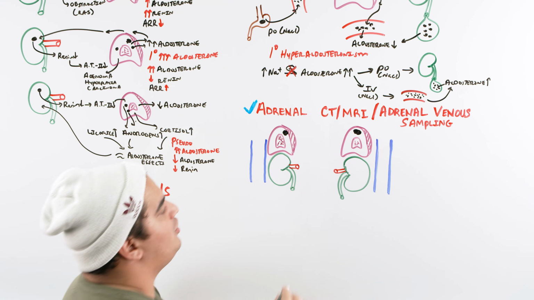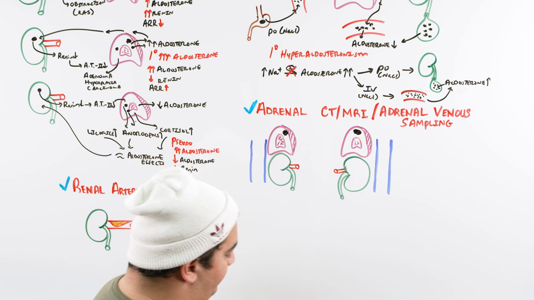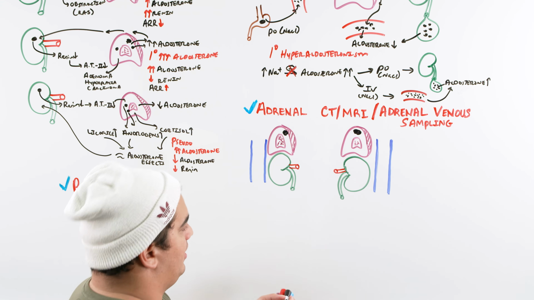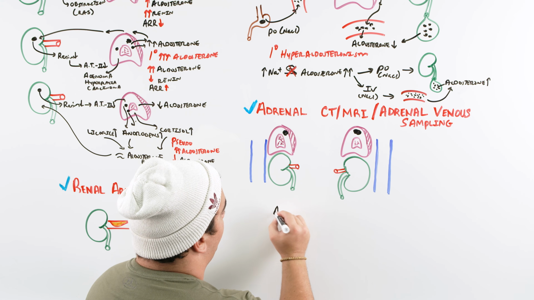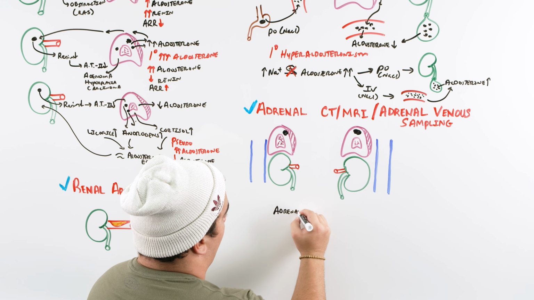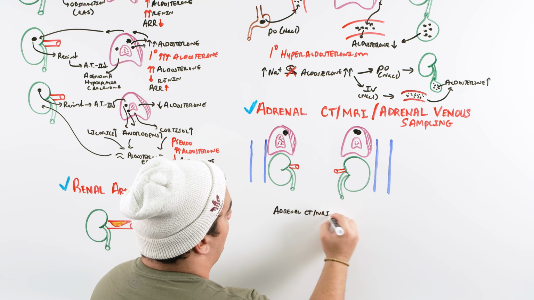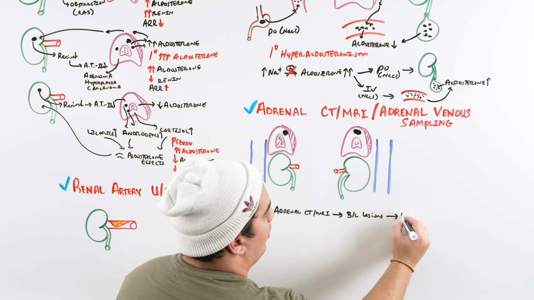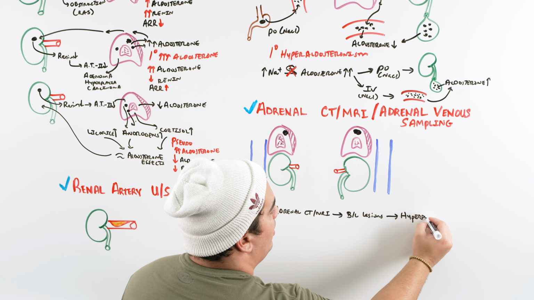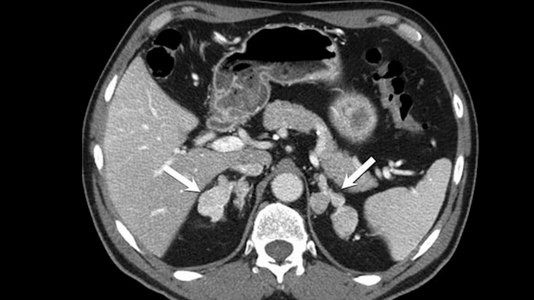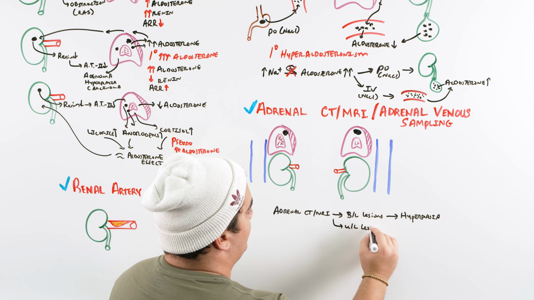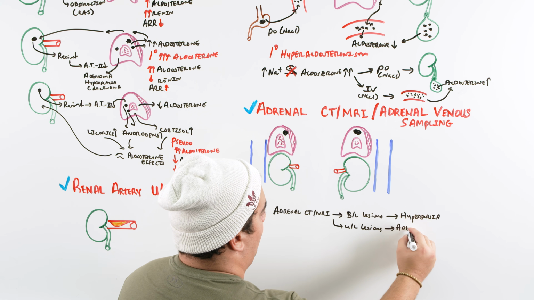So let's say that you do an adrenal CT or MRI. What this will do is find the masses. On the adrenal CT/MRI, if you see bilateral lesions, that should point towards hyperplasia. If it shows you unilateral lesions, that should support an adenoma.